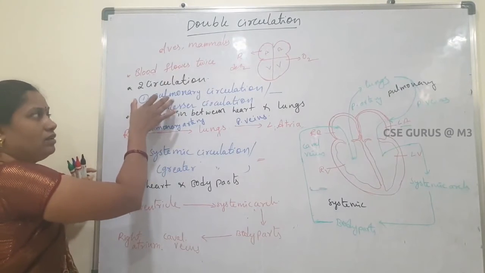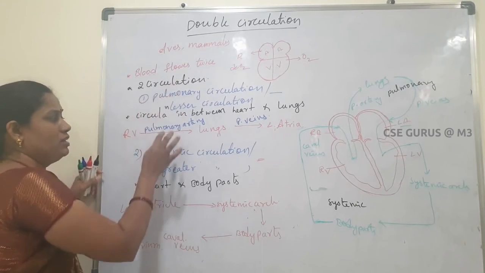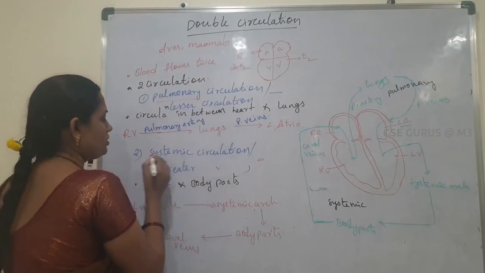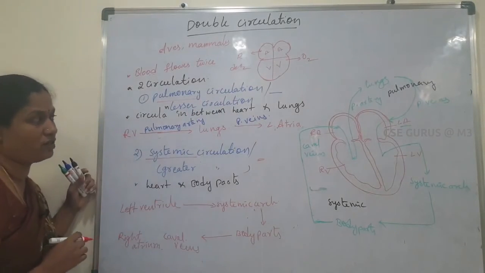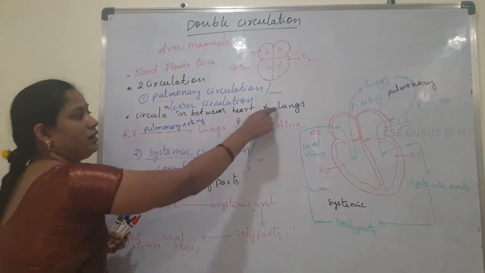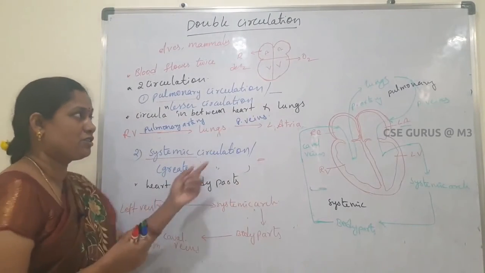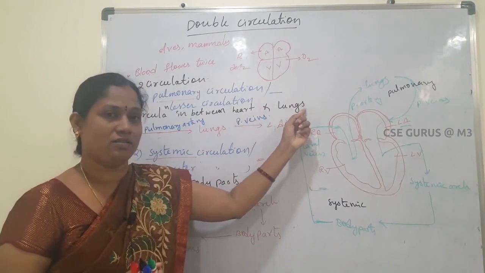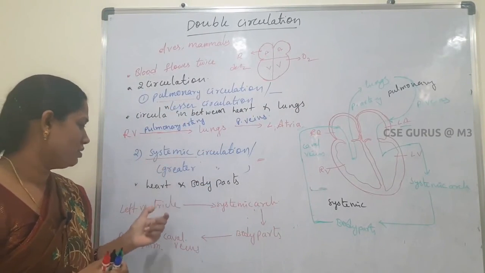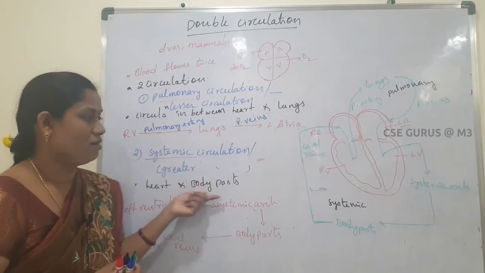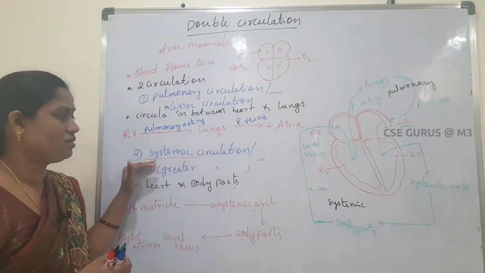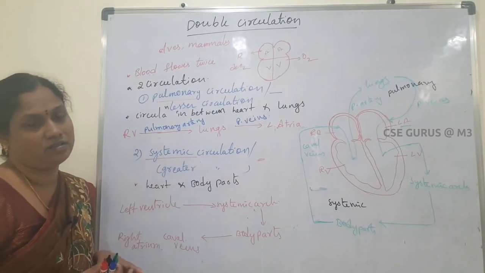In double circulation, two circulations take place: one is pulmonary circulation, the second is systemic circulation. Pulmonary circulation means circulation between heart and lungs. Systemic circulation means the circulation between heart and body parts, and that circulation is called systemic circulation or greater circulation.